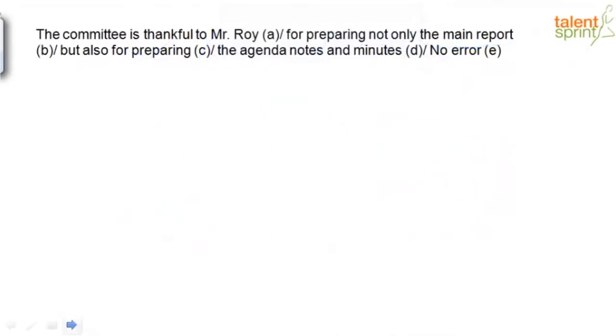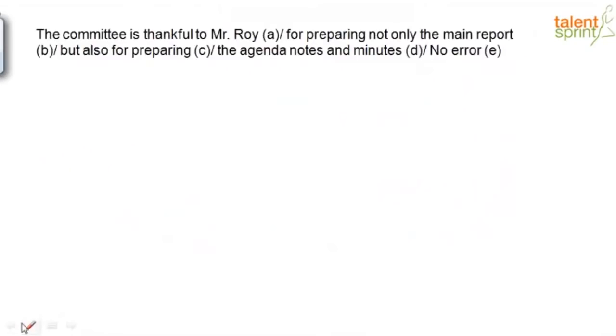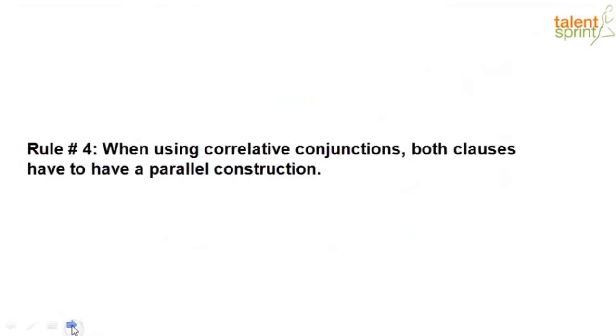Okay, so remember that, right? So that's your rule number 4. When using correlative conjunctions, both clauses, when I say clauses, I'm talking about each sentence, right? Have to have a parallel construction. So just going back, to explain what a clause is for some of you. The committee is thankful to Mr. Roy for preparing the main report. That's one clause. The committee is thankful to Mr. Roy for preparing the agenda, notes and minutes. That's the second clause, right? A complete thought. So this "not only but also" is joining these two clauses. So when that happens, it has to maintain a parallel structure. That's your rule number 4.